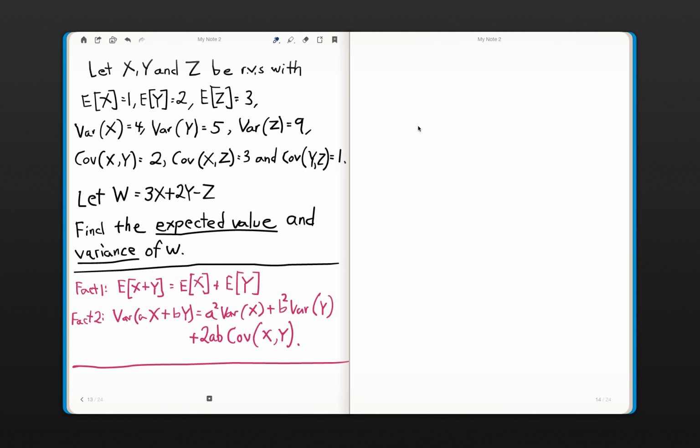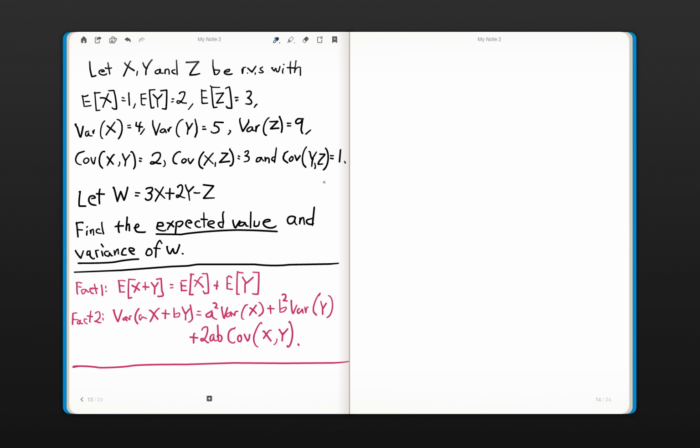Me with the Actuarial Academy, and today we're going to look at a very common problem in probability and statistics, and will most certainly be tested on your actual exam. We're looking at three random variables, x, y, and z, with respective means of 1, 2, and 3, respective variances of 4, 5, and 9, and pairwise covariances of 2, 3, and 1, as indicated in this statement here.